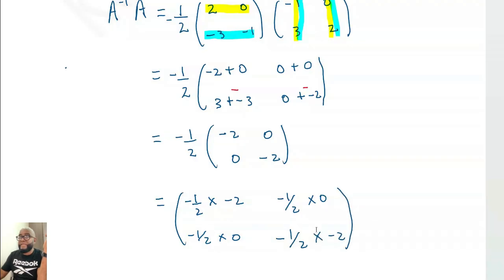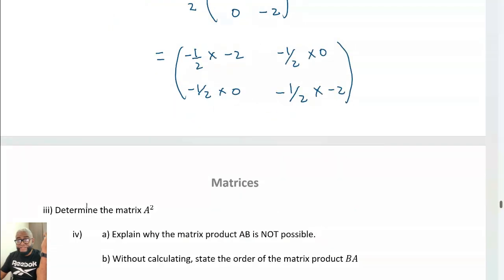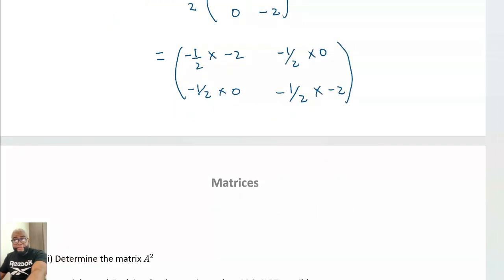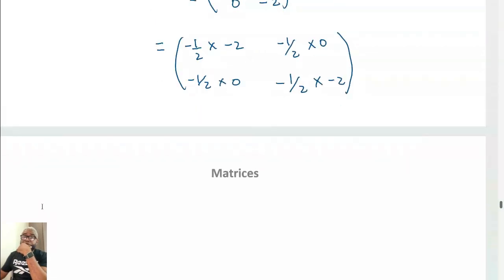Everybody with me so far? We have to show that it's equal to the identity matrix, right? Negative a half multiplied by negative 2 would give me what? You can work these things out. 1, positive 1, right? Then anything multiplied by 0 is 0, right? And negative a half multiplied by negative 2 would give me 1.